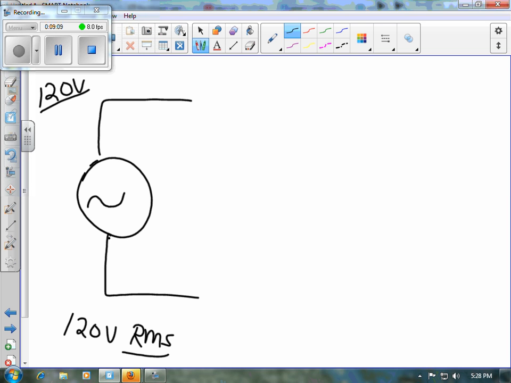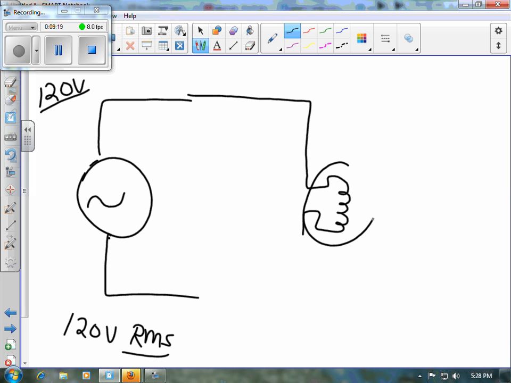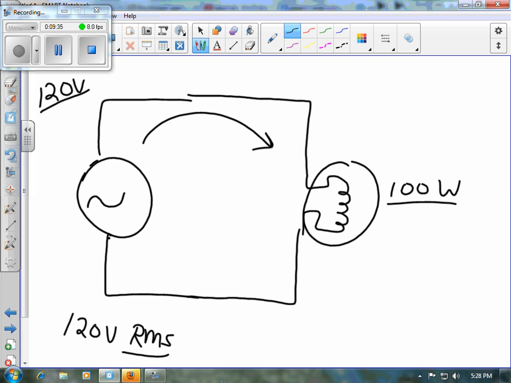It might as well be DC, but the reason I'm saying AC is this time our load is going to be a lamp. That's supposed to be a coil with a ball around it. That's the symbol for a lamp, and it's the same as a resistor. Okay, and so let's say this is a 100 watt light bulb, 100 watts, and you want to know what's the current I in your circuit.